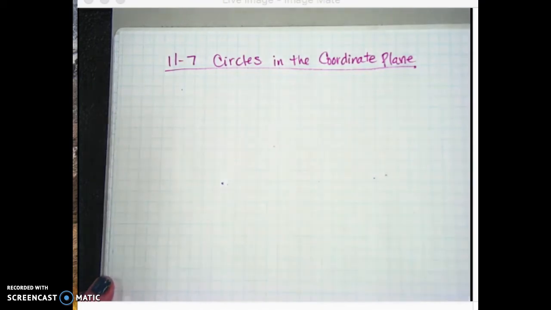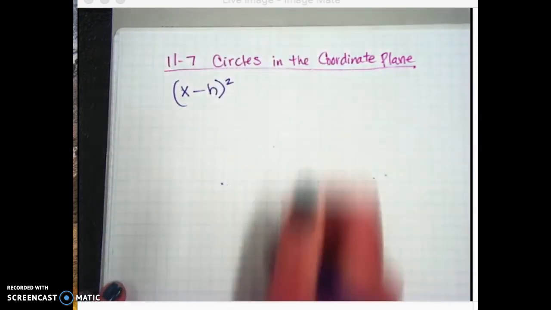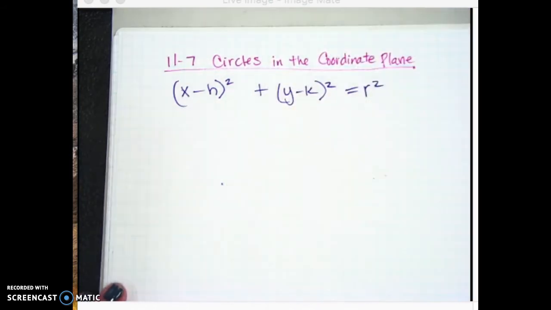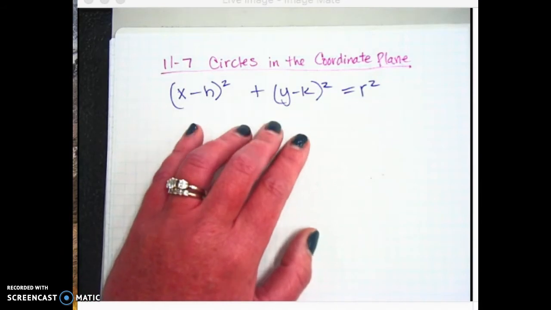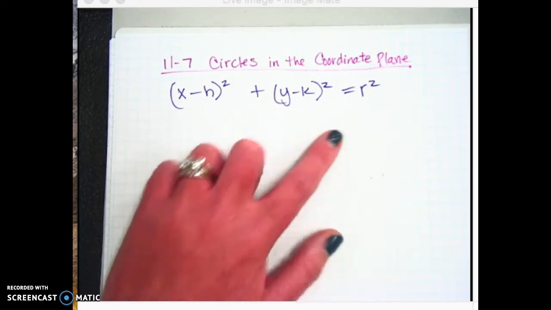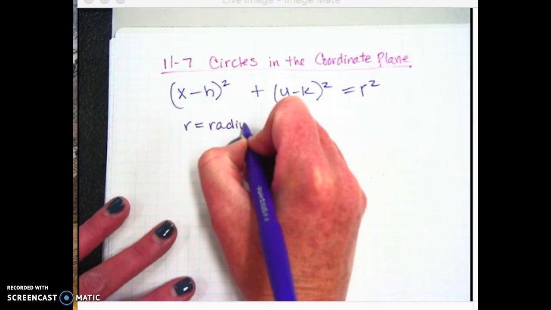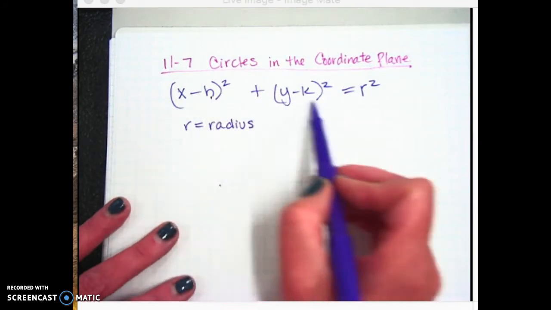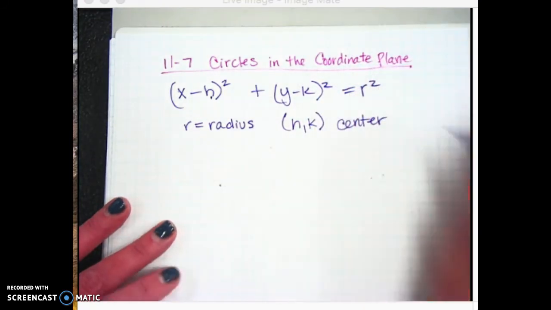So we're just going to do a brief introduction to it. And the formula looks like this. You're going to have x minus h, quantity squared, plus y minus k, quantity squared, equals r squared. If you have an equation in this form, you'll be able to figure out two things from the numbers plugged in. What do you think the r stands for? Radius. The r is going to be the radius. And then you're going to have a number right here where the h is, and a number right here where the k is, and that's going to be your center, okay?